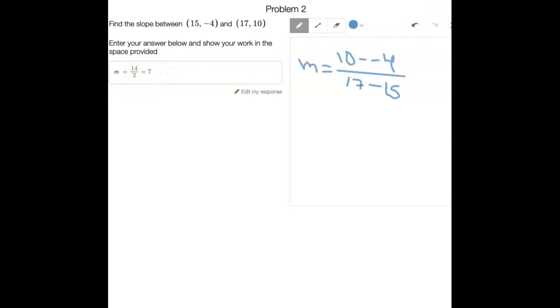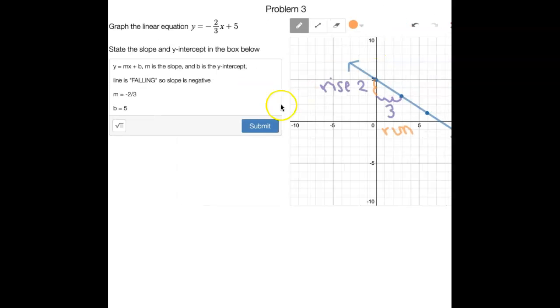It's positive, so don't forget certain things about slope, like if it's positive, the line will be rising. If it's negative, the line will be falling, which kind of segues right into this problem. This line has a negative slope, so it's definitely falling. Again, negative slope, falling. But how do you graph a line, right?